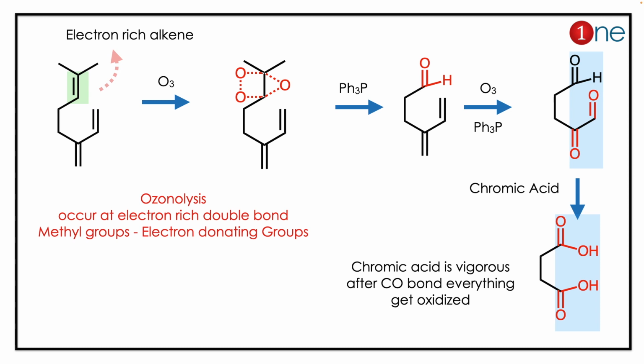Then you have carbonyl aldehyde formation. Next you are using ozone and phosphine again. Finally you have ketone and aldehyde. So a system with 3 carbonyl groups.